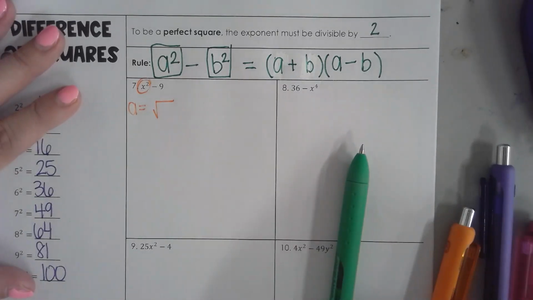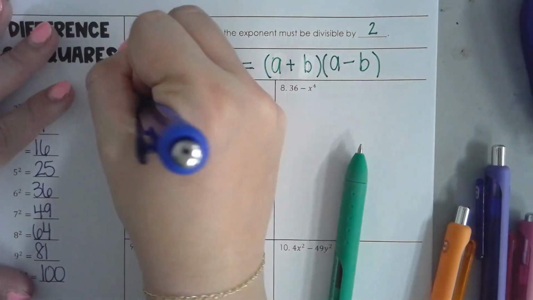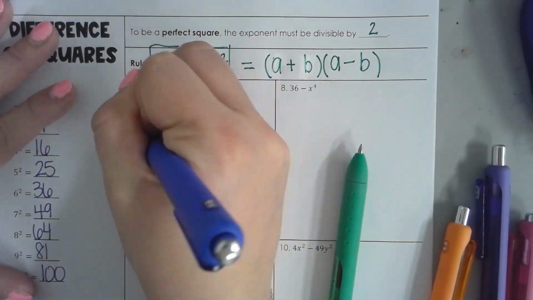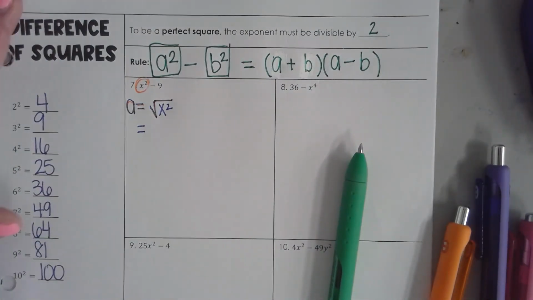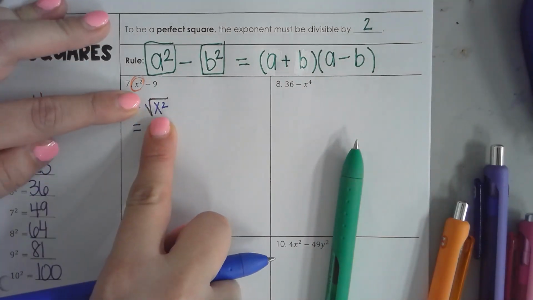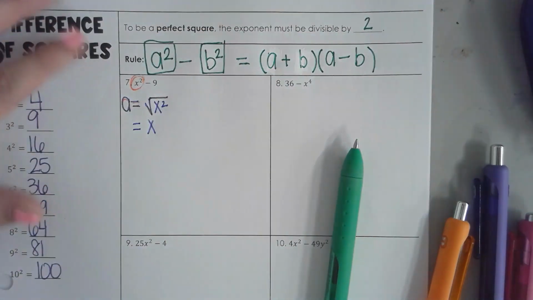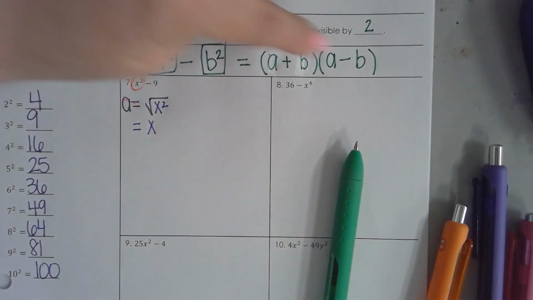It's kind of hard to see, isn't it? A is the square root of x squared. And that is what? A. What's the square root of x squared? Oh. X. We just wrote it down over here. Oh, you're talking about A. Yeah. So my a is x. In my formula, a is x. Okay.